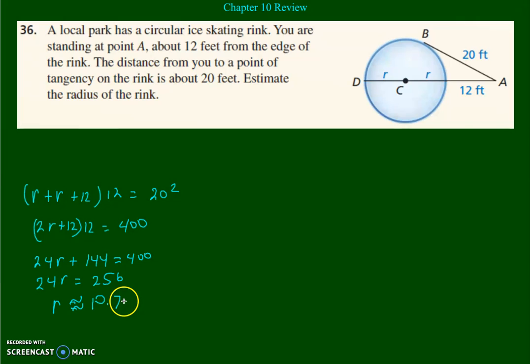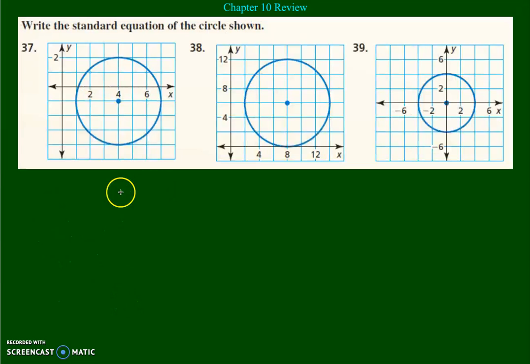Let's go ahead and move on to problem 37. In problem 37, we're looking for the standard equation of a circle. We need the radius and we need the center point. The radius we can see is 1, 2, 3. So in 37, the radius is 3, and our center point is at 4, negative 1.